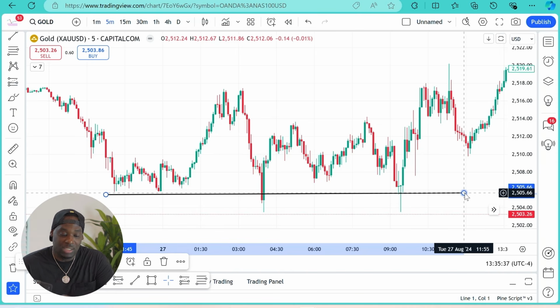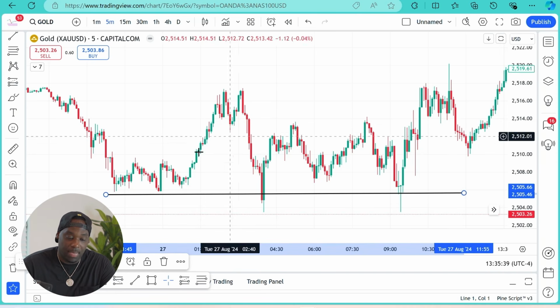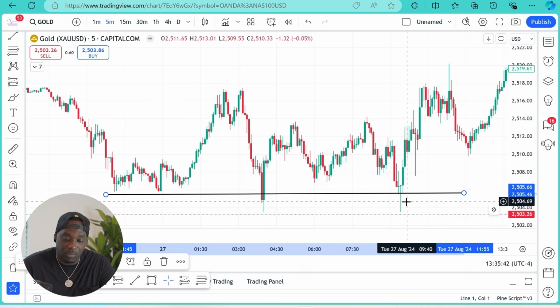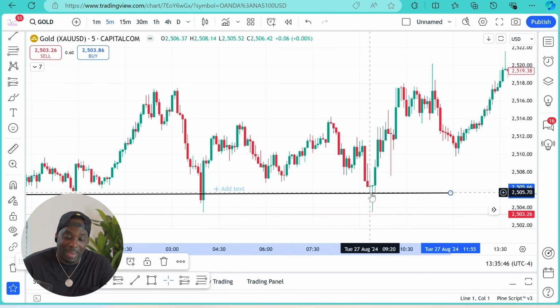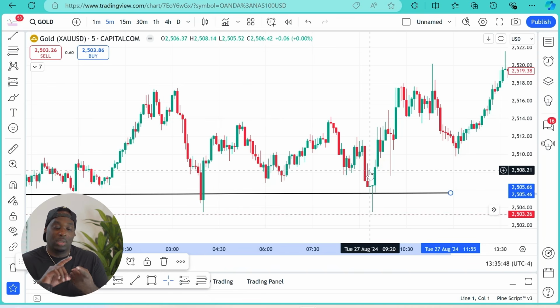So right here, we have a nice support resistance trade. And notice how the market is bouncing off this level multiple times, and we have a nice rejection at this level. So first, we're looking for the direction of the market. You have to have a bias.